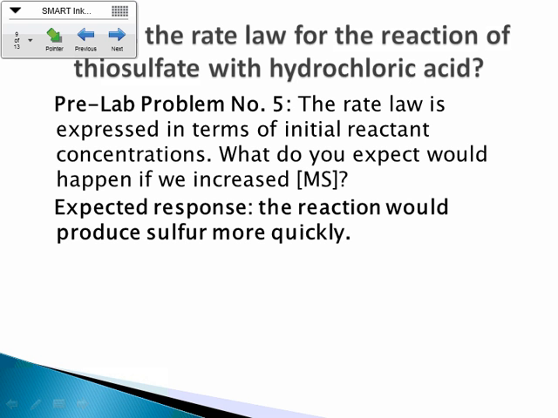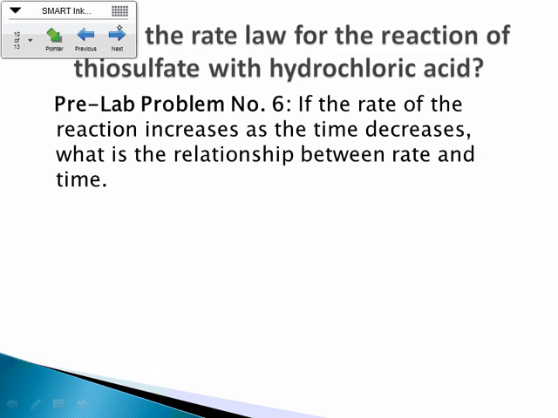Oh gosh, I really don't like this question either. If the rate of the reaction increases as the time decreases. Yeah, I don't think that's even the way they meant to say that. Let's try this: if the rate of the reaction decreases as the time increases. I think that's a better way to ask that question.